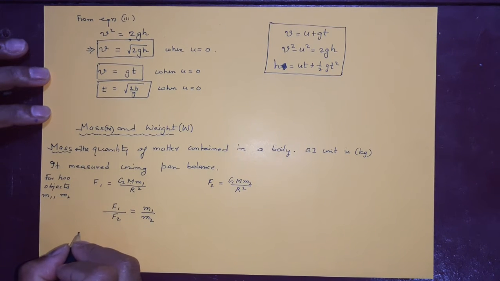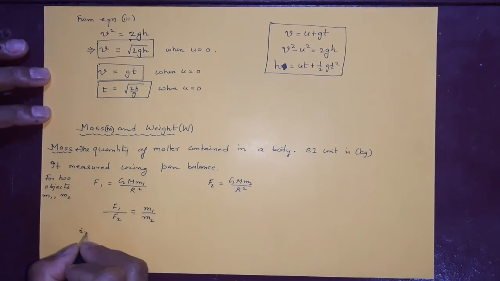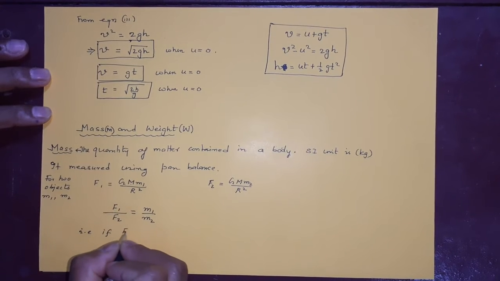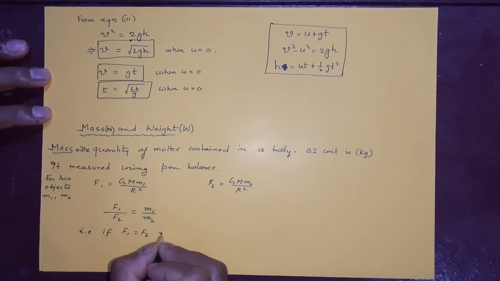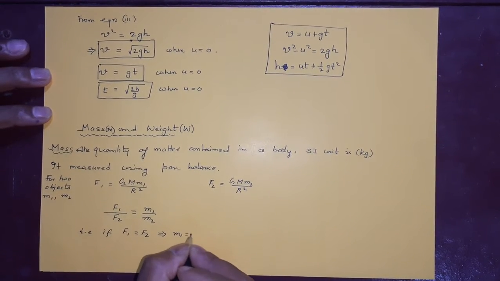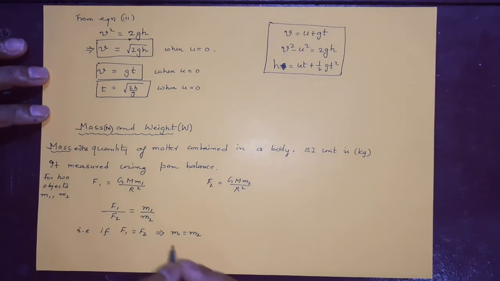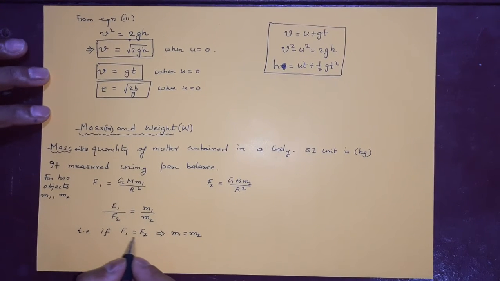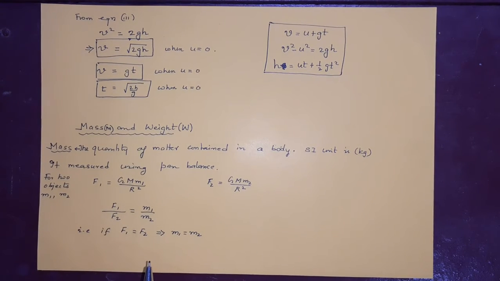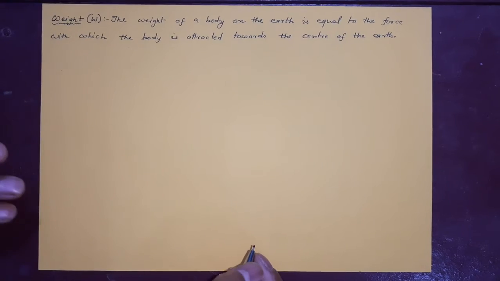If the two bodies are equal, that is if F1 is equal to F2, that will mean that M1 and M2 are the same. Two equal masses will be pulled by the earth with the same amount of force. That is how mass is understood, okay. Similarly, weight also has another concept. We will continue that. So weight is like this.